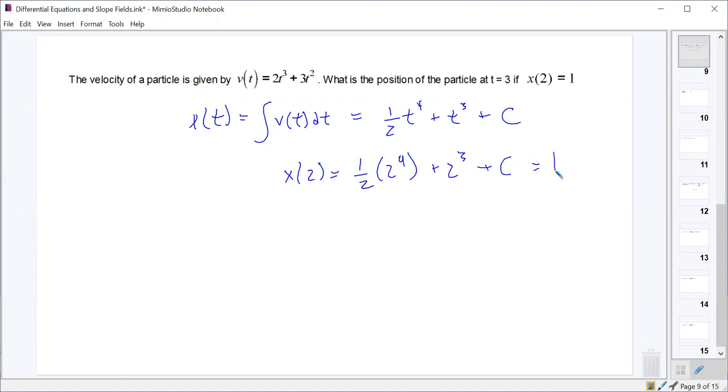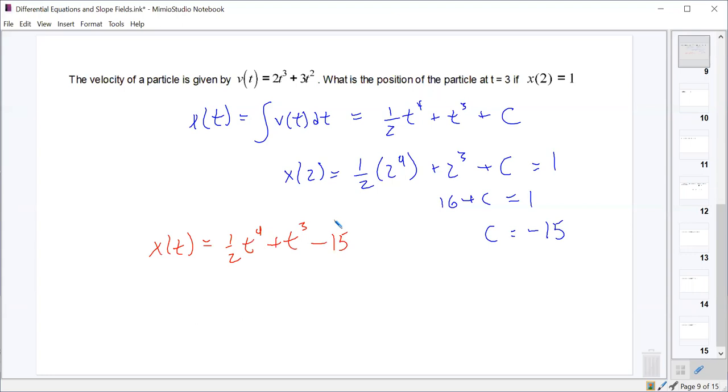Using this simple initial value type stuff that we were doing yesterday, it will allow us to figure out the value of that constant. So 2 to the 4th is 16, divided by 2 is 8. So we've got 8 and 8, 16 plus c equals 1. So what's our constant? -15. It'd be -15, which now tells us the exact position function. x of t should be equal to 1/2 t to the 4th plus t cubed minus 15.